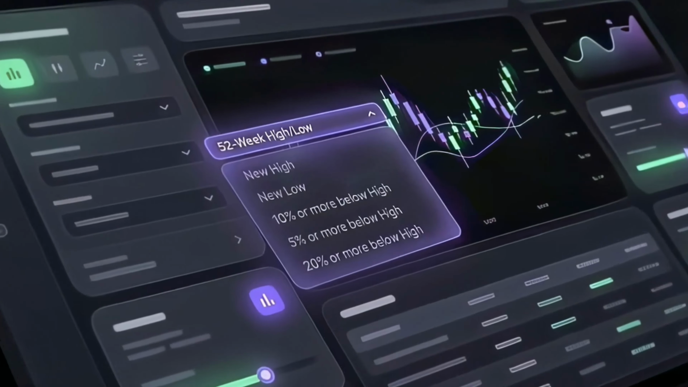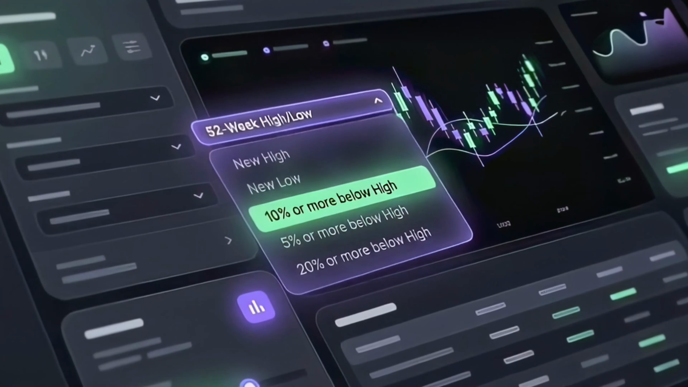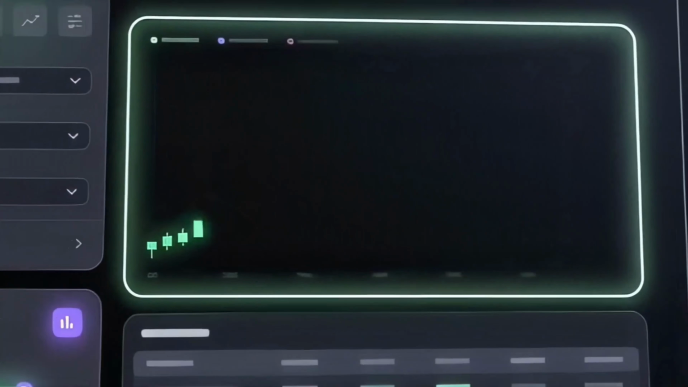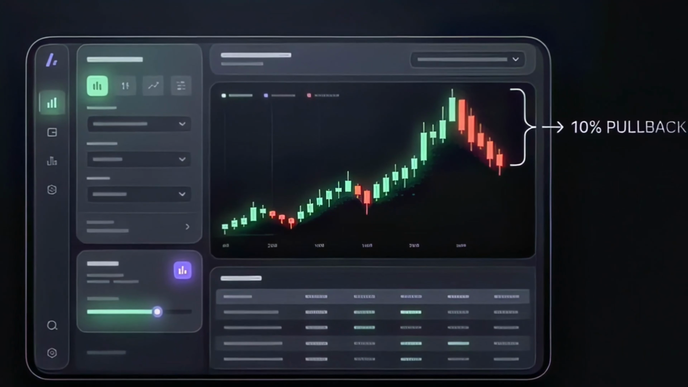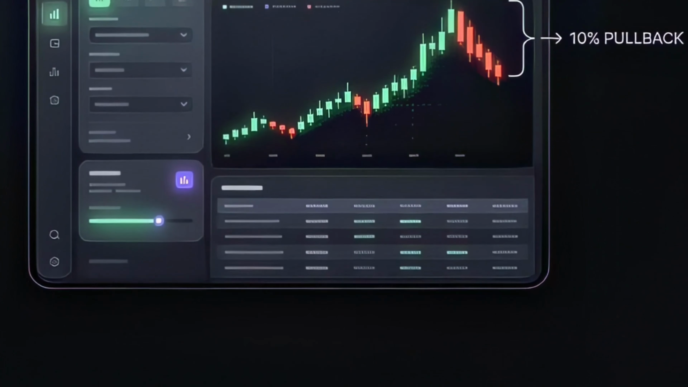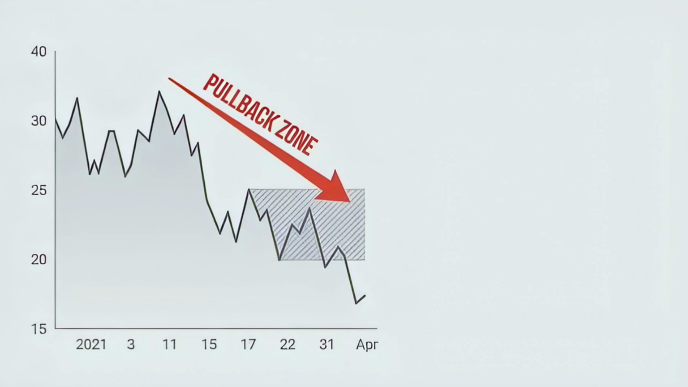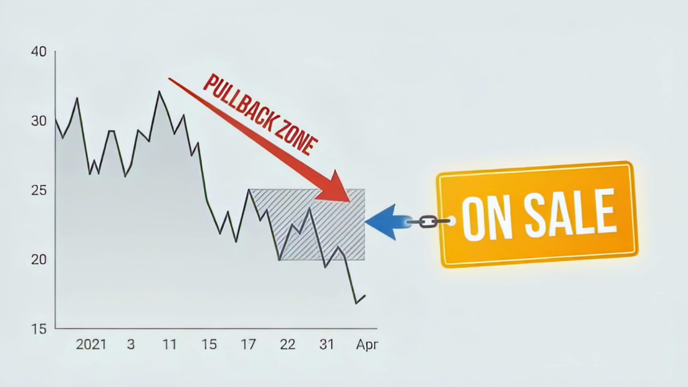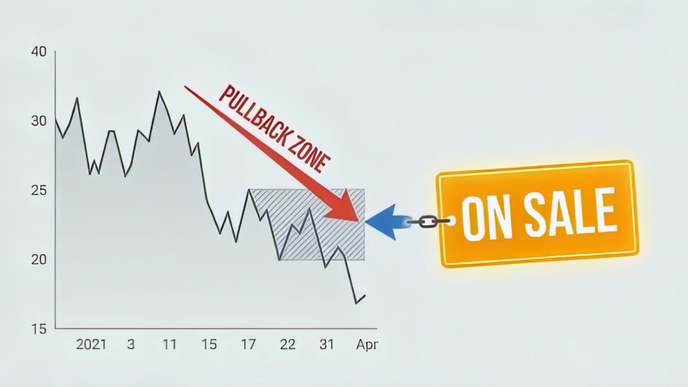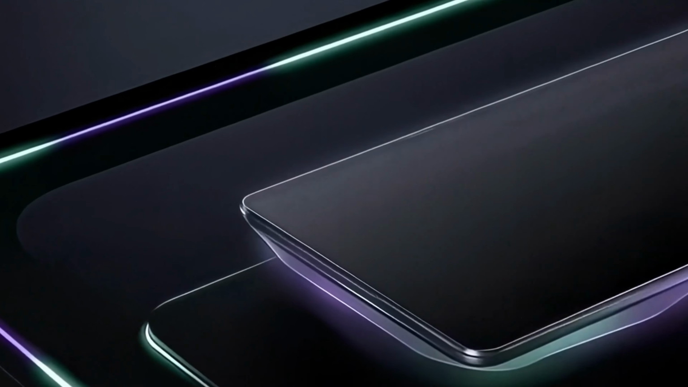Then add the 52-week high-low filter, set to 10% or more below high. This is the one that turns a good screen into a great one. It means the stock is in a confirmed uptrend, but has pulled back at least 10% off its recent high. In other words, you're not buying the top. You're finding strong stocks that are temporarily on sale, which is exactly what a swing trade is supposed to be.